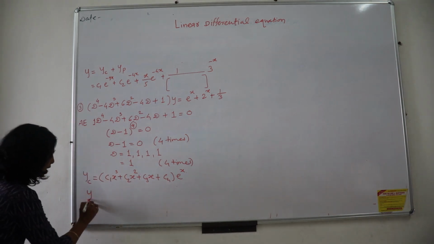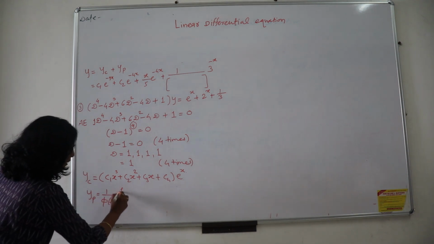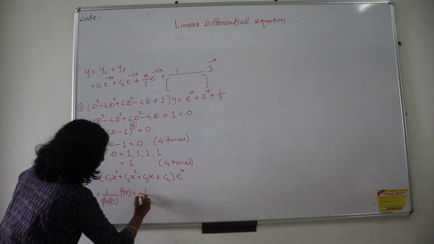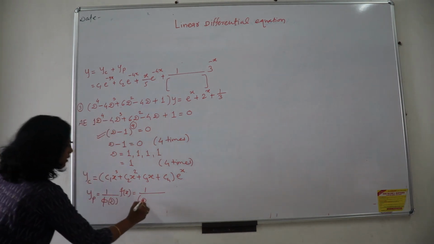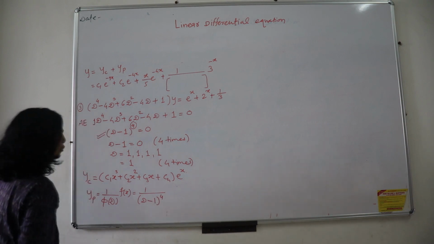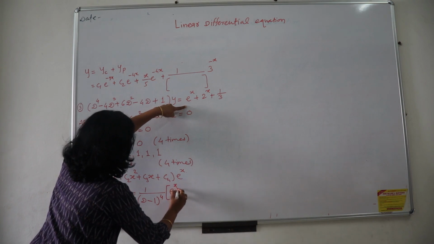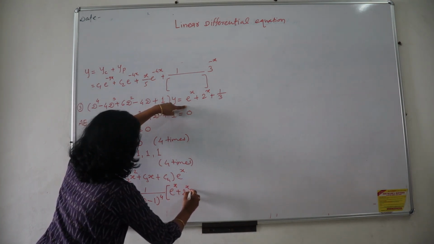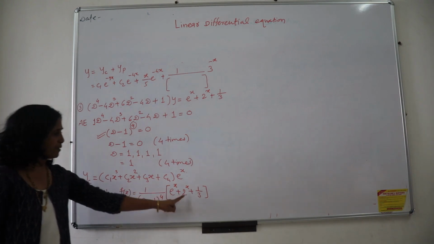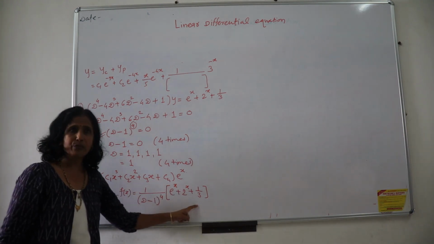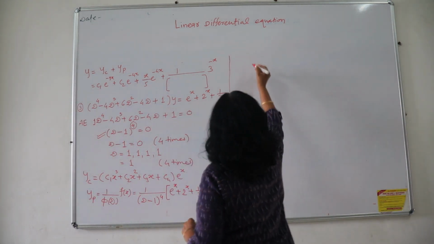I just repeated it. My main part is yp, 1 upon phi(D) multiplied by f(x). So let us write down here 1 upon phi(D), in this format. It is (D minus 1) raised to 4, and my function on the right-hand side is quite big here: e raised to x plus 2 raised to x plus 1 upon 3. Now this is e raised to ax format, this is a raised to x format, this is a constant function. All three are in different formats, so better you separate all of them.